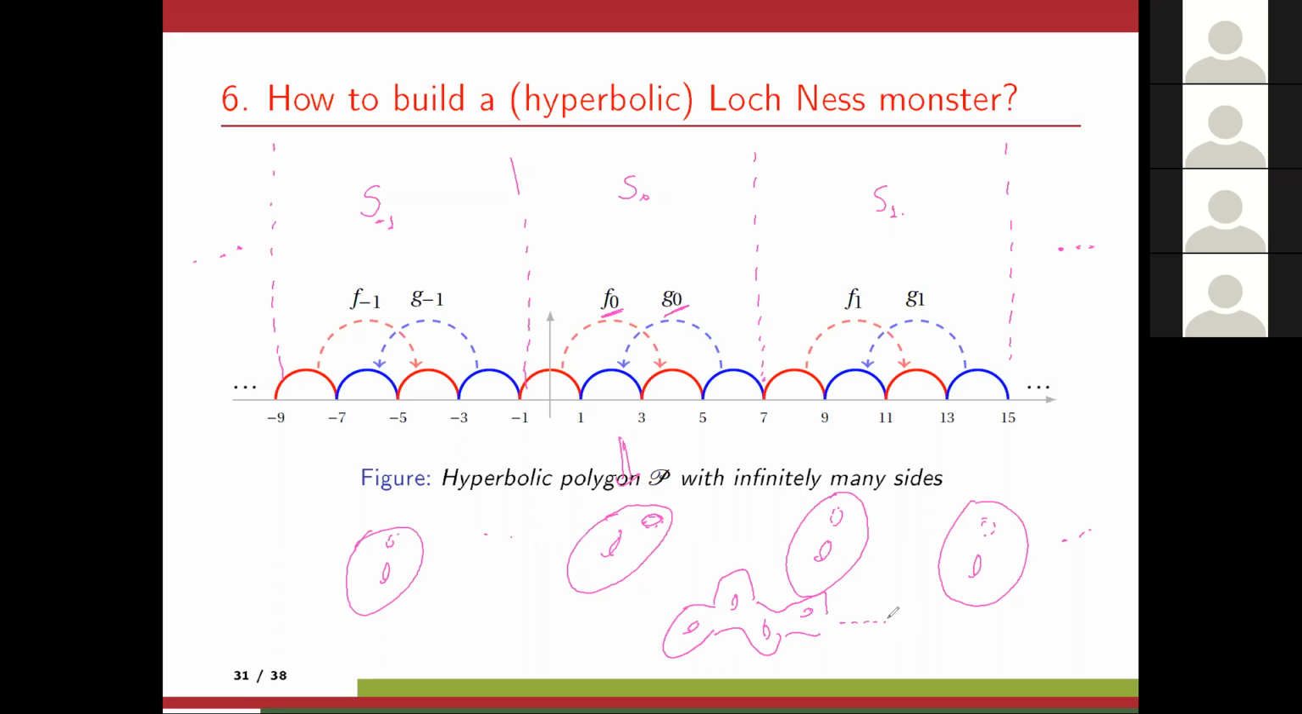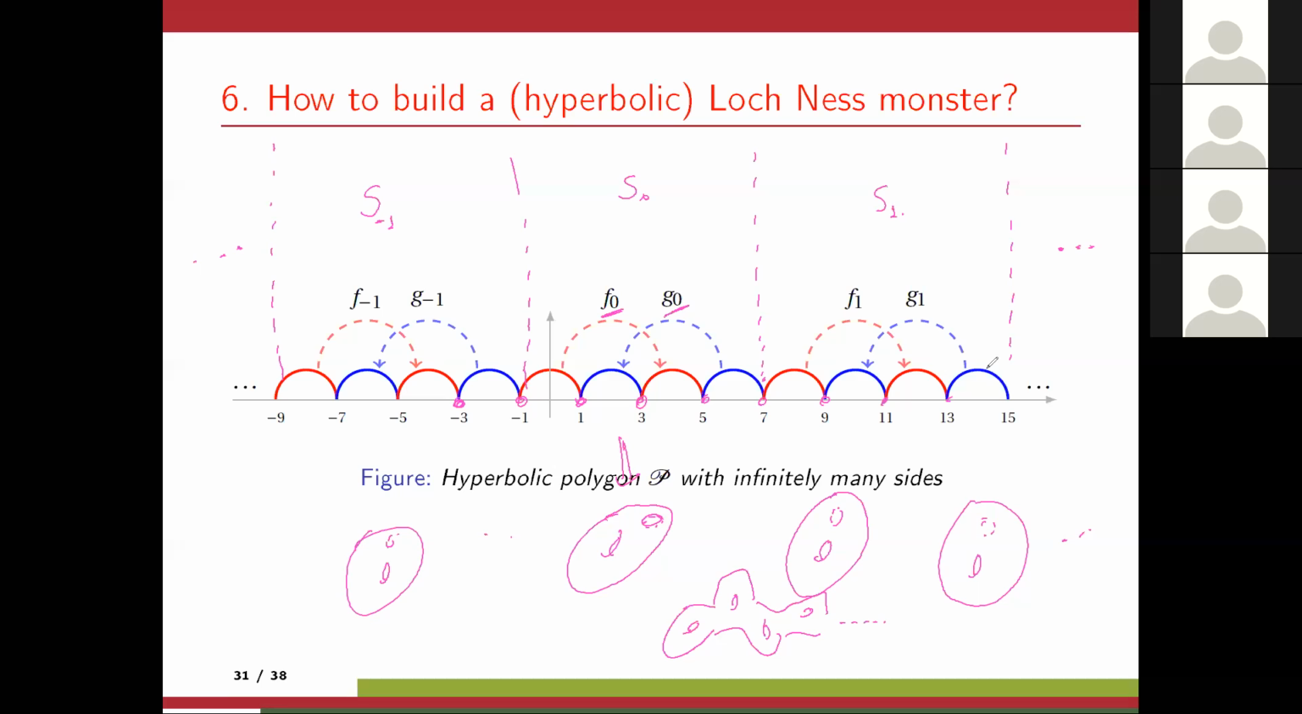Okay, what is the only one end of this surface? The only one end is the vertex of the polygon. When you put together all these torus minus a disc, these vertices are identified. Define the only one end of the surface. And the surface has infinite genus because each strip defines a torus minus a disc. Okay, this is a geometric construction of a Loch Ness monster using a hyperbolic polygon with infinitely many sides.